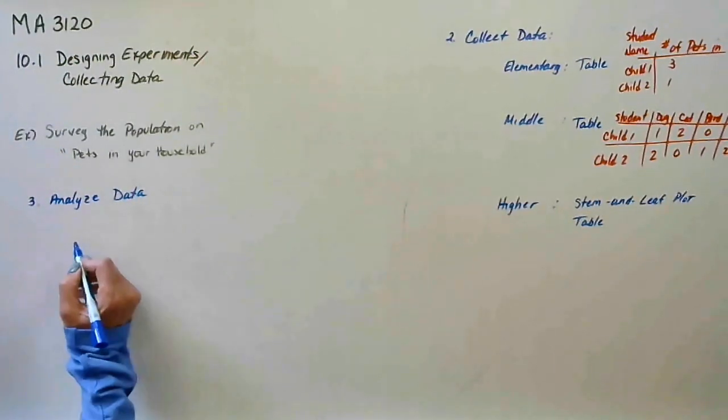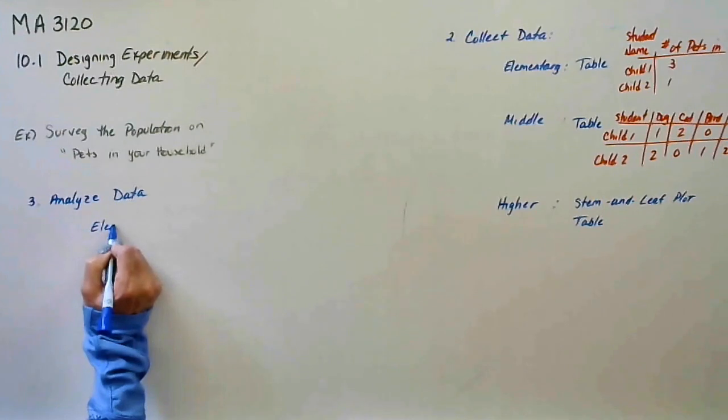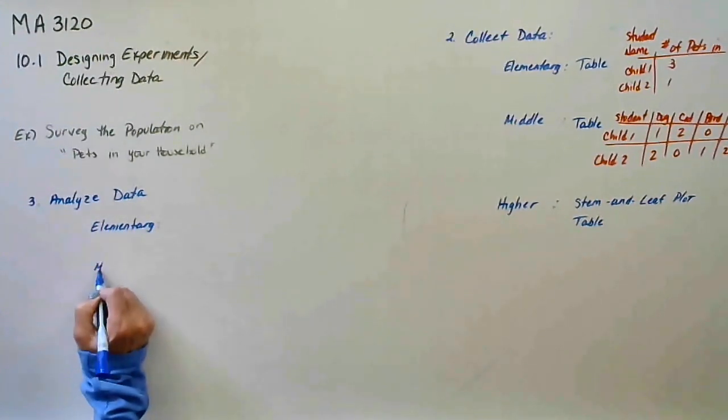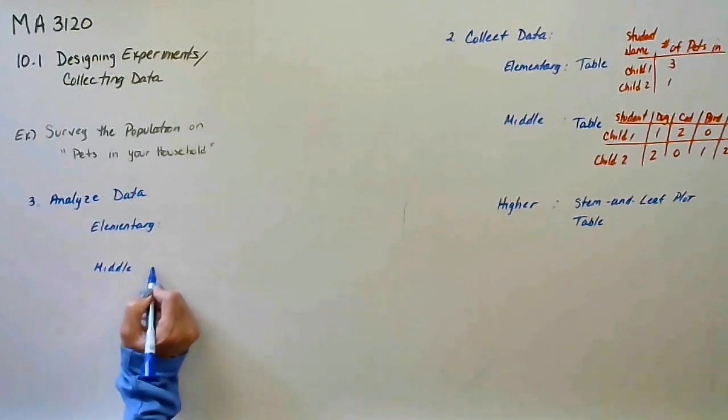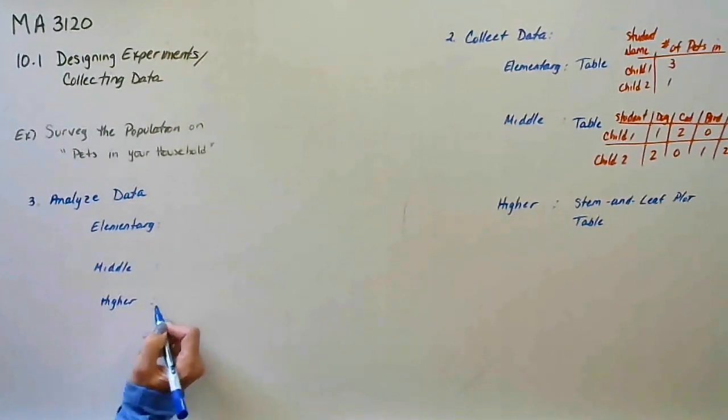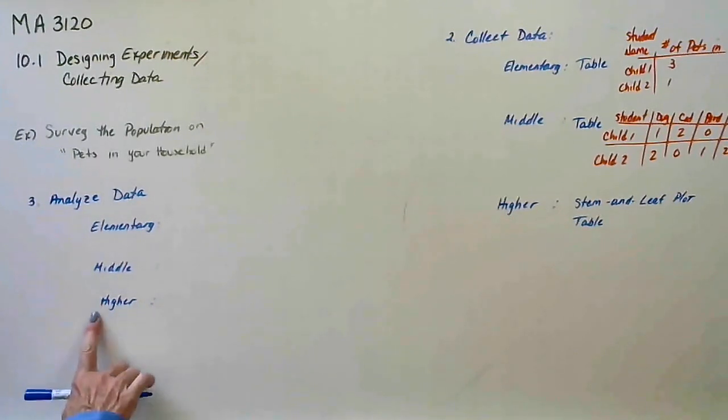And I'm going to do the same thing. Elementary, middle, and upper or higher. And then this really changes as you get into higher education with modeling on a computer, things like that. But that's a little bit beyond the scope of this class. So our idea is elementary school, K through 8.